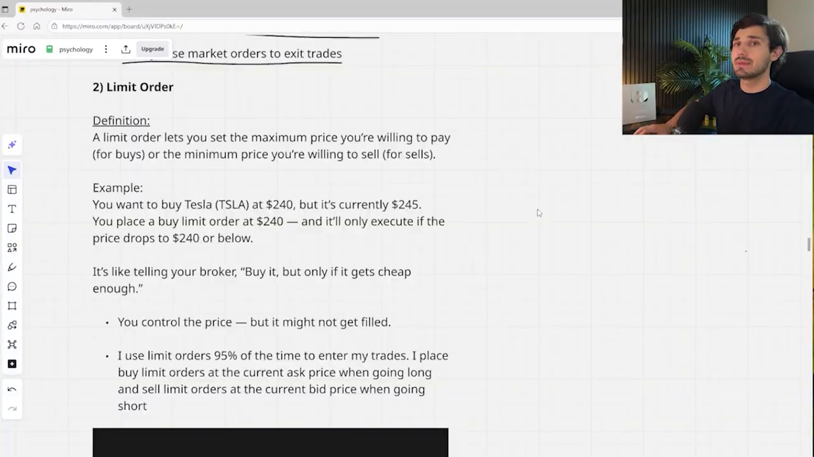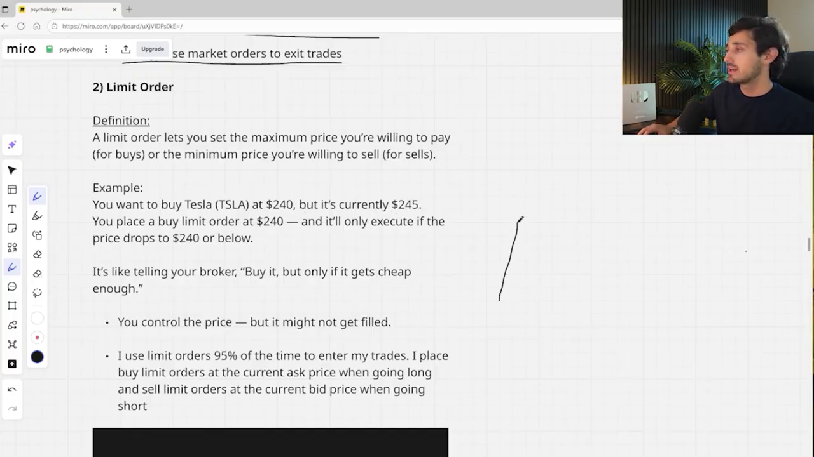Let's go over what a limit order is. A limit order lets you set the maximum price you're willing to pay when it comes to going long, or the minimum price you're willing to sell at when you're going short or when you are selling. So the best way to explain this is to go over an example. So let's say you want to buy Tesla at $240. However, the current price is $245.